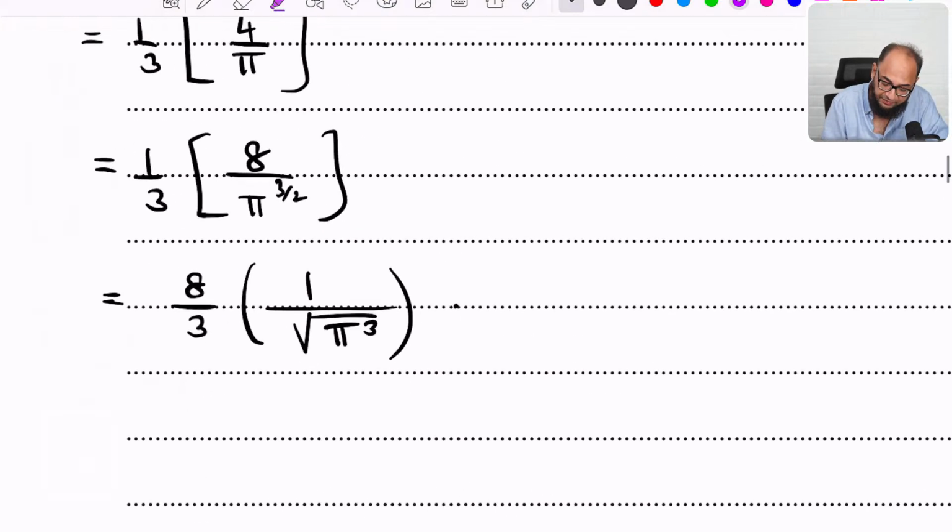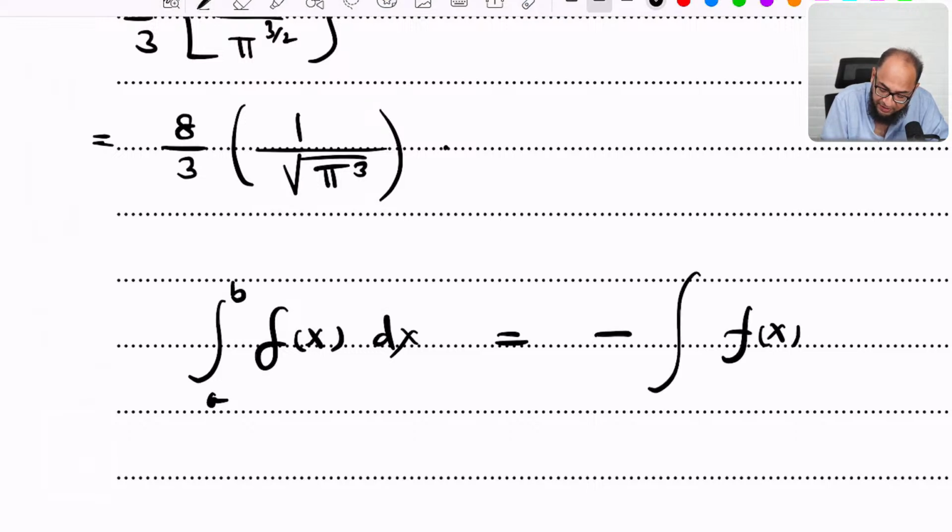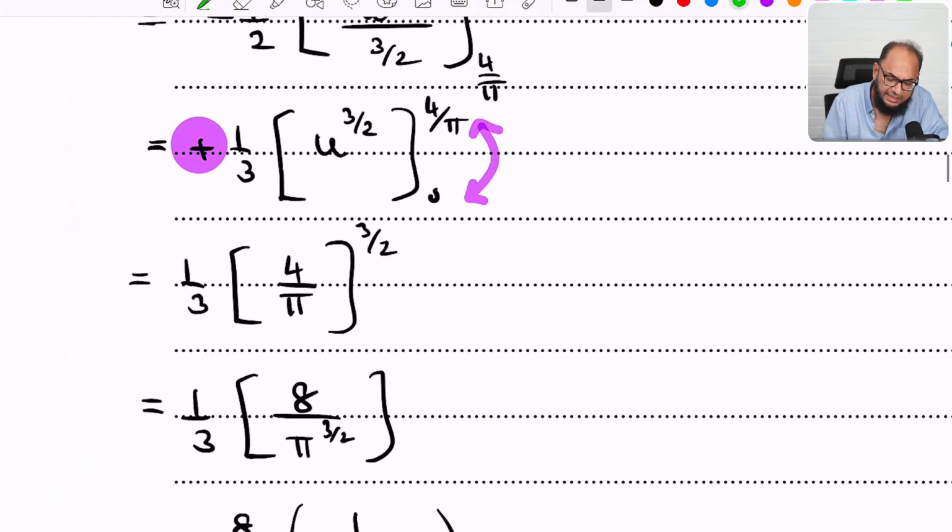That you can do. If someone is unfamiliar with this, let me write it. If I integrate f(x) between the limits a and b, that is the same thing as integrating negative f(x) between the limits b and a. So just change the limits, just change the limits like this. So that's the rule that I've applied. It's not necessary, but I've done it.